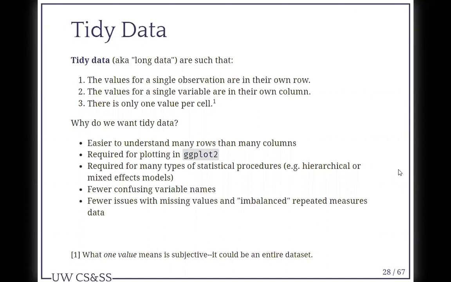Tidy data also makes for fewer confusing variable names. Right now, it's very confusing that we have week 1 through week 76, and that the contents of those columns don't mean the same thing over all of our rows. Also, there are fewer issues with missing values and imbalanced or repeated measures of the data. So lots of our columns right now in that Billboard data set are just teeming with NAs because a song was only on the Hot 100 for 3 weeks. But there's now 76 columns full of NA, or 73 columns full of NAs for that particular track.